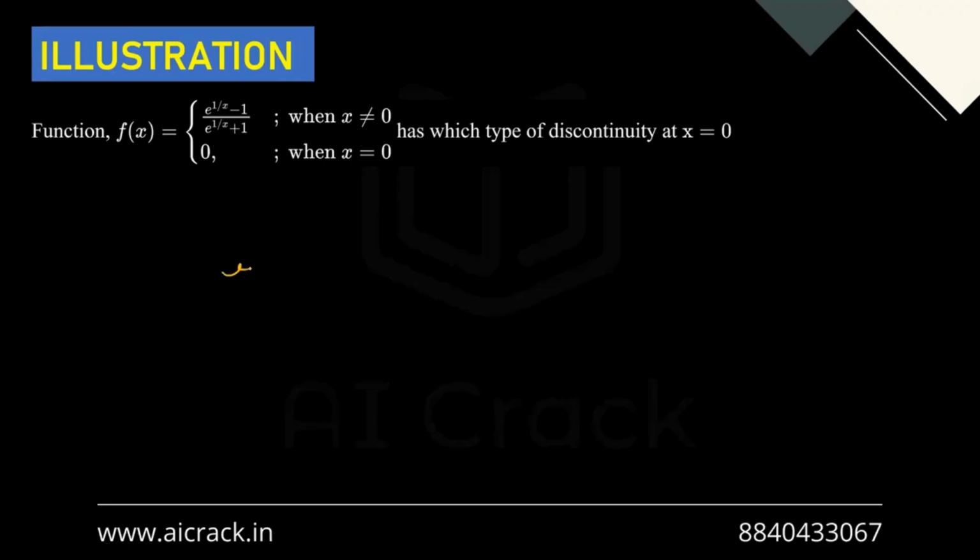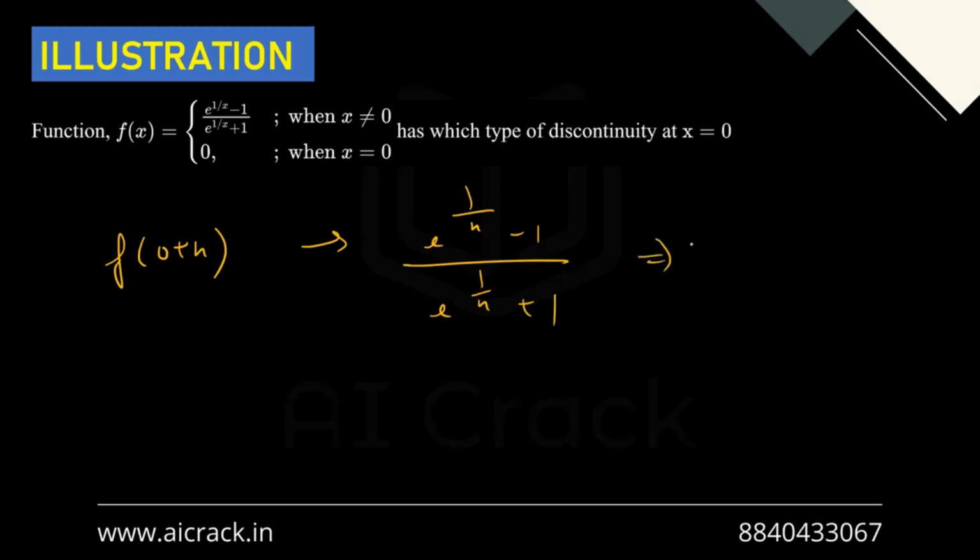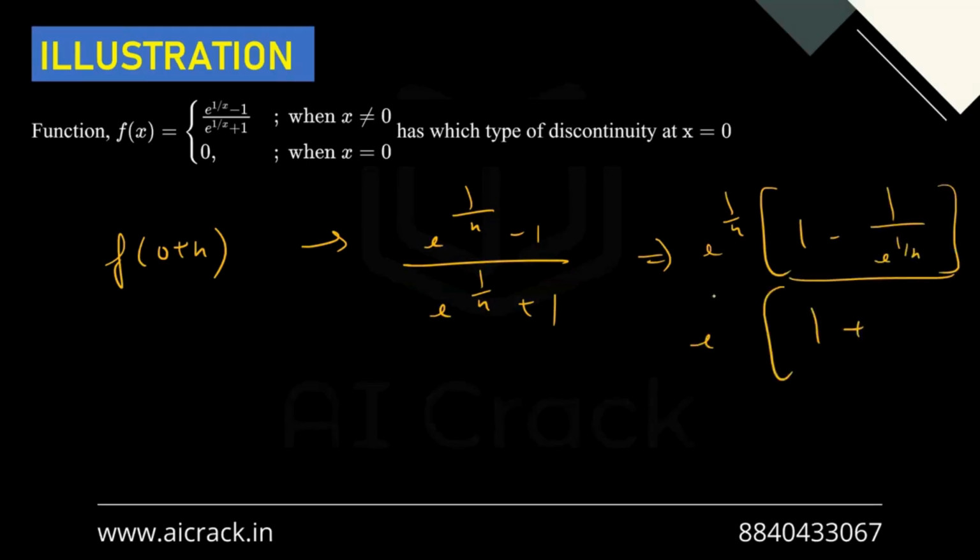So for this one, e raised to the power 1 by x minus 1 and e raised to the power 1 by x plus 1, we have to find out LHL and RHL. Okay, let's find out RHL first. For that, what we'll be doing? We'll be doing f of 0 plus h. So that would give us e raised to the power 1 upon h minus 1 divided by e raised to the power 1 upon h plus 1. Now, if we take out e raised to the power 1 by h as common, this would give us 1 minus 1 upon e raised to the power 1 by h divided by 1 plus 1 upon e raised to the power 1 by h.